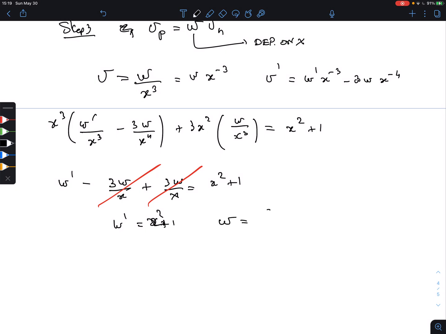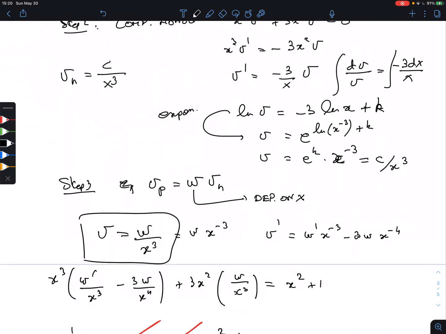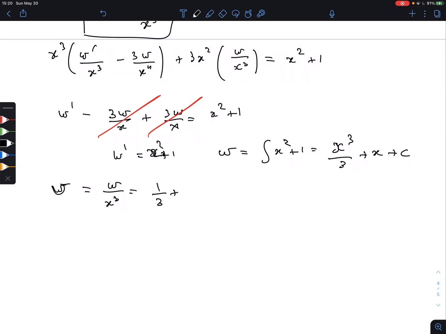So w is just the antiderivative of this thing, that is x cubed over 3 plus x plus a constant. We keep the constant now because we're going to move on. Where does w come from? Well, w is given by this formula here. So v is w over x cubed, so that would be 1/3 plus 1 over x squared plus c over x cubed, and divide this thing by x cubed. So that is my v.